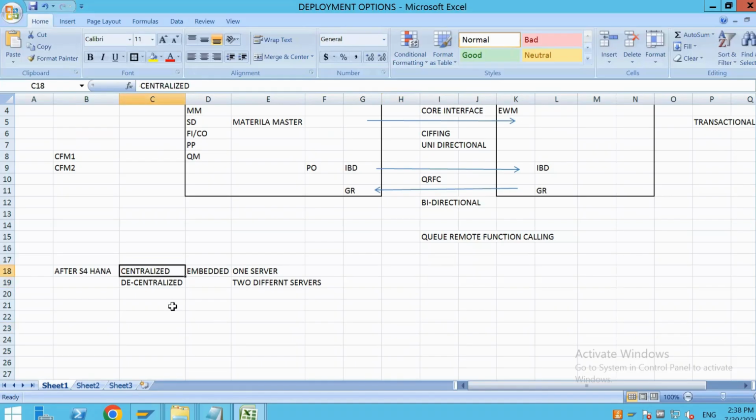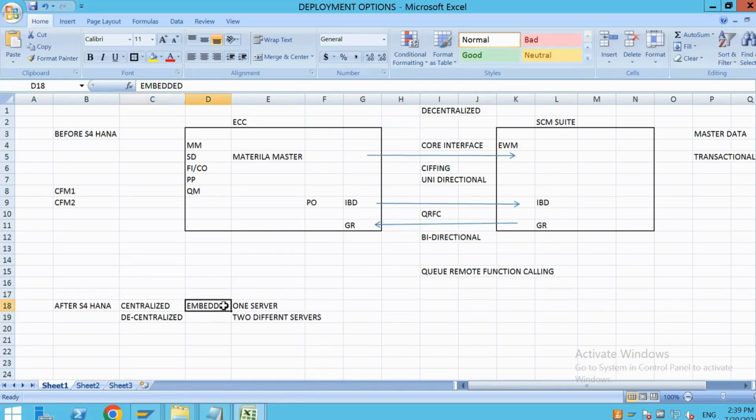That's what you have to see, what version you are currently using in S4, whether you are using embedded or what version. Suppose you have the embedded version, but still you don't want to go with embedded, you can stop that functionality. You can connect with the decentralized S4-EWM. That is possible. Tomorrow we will discuss why we need decentralized. We are going to practice everything on embedded only.